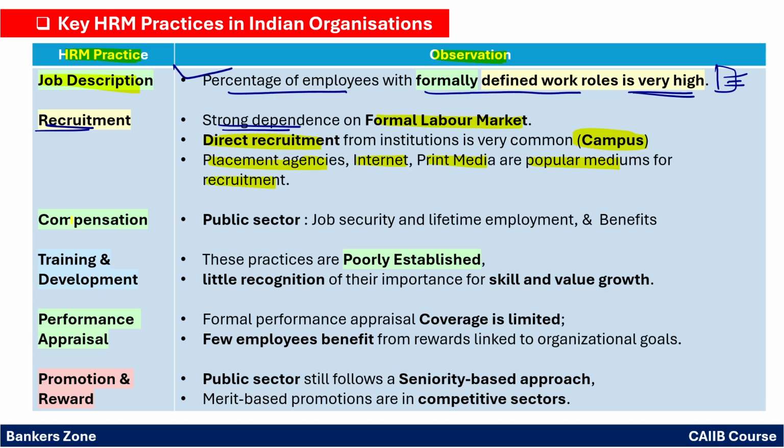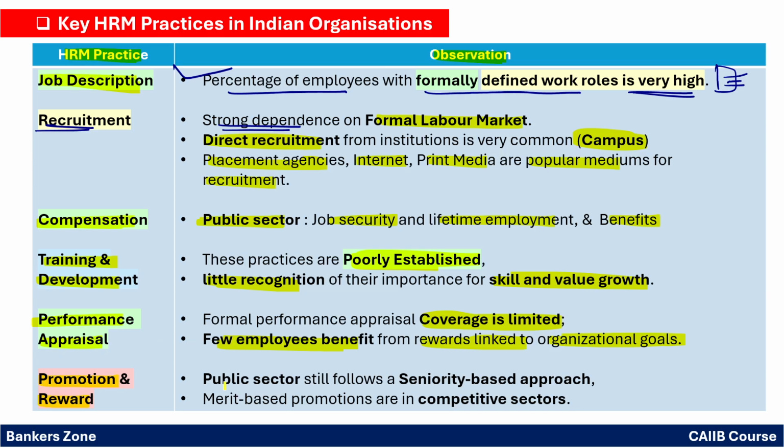Like advertisement. Then compensation: in the public sector, job security is there, lifetime employment is there, and benefits are there. Training and development are poorly established. There is no proper and good training and development available in Indian organizations. Very little recognition is given to the importance of skill and value growth. Performance appraisal: formal performance appraisal coverage is limited. Only a few employees benefit from rewards linked to organizational goals, like PLI. Only higher executives, more than scale 3, 4, 5, are getting the best, right?